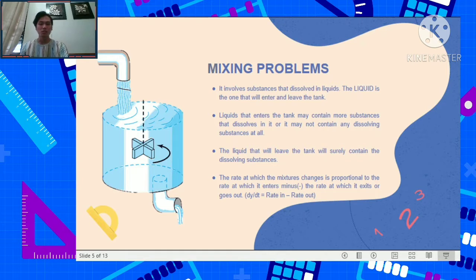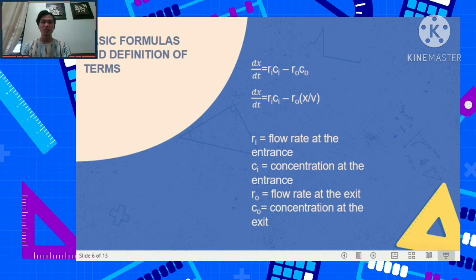The rate at which the mixture changes is proportional to the rate at which it enters minus the rate at which it exits or goes out. Or simply, dy over dt is equal to rate in minus rate out. This is the basic formula. dx over dt is equal to r sub i c sub i minus r sub o c sub o. And yung c sub o, madalas wala siyang given, so we can solve for it by using x over v.